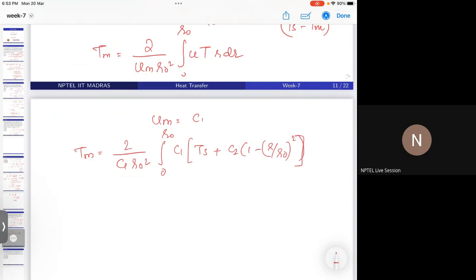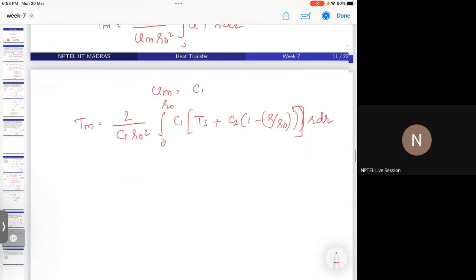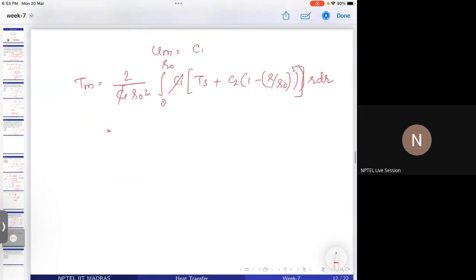r dr. So the C1 cancels on both sides. So it's just integration, 2 by r0 square. So if I integrate it, I will get T_s minus r square by 2.